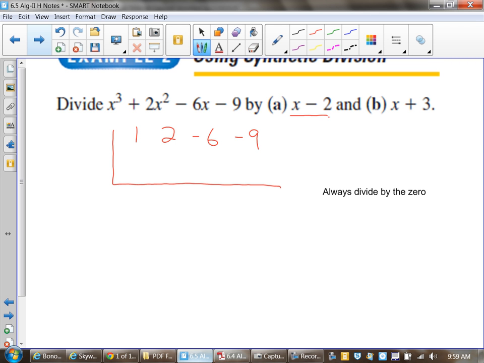If I'm going to divide that by x minus 2, the one thing you have to be very, very cautious of is you always divide by the zero. If x minus 2 is my term, what's the zero? 2. Okay? So if it wants me to divide by x minus 2, what I need to remember is that I have to divide by its zero. So I have to divide by 2. That's the trick when you're synthetically dividing like this. That's the only trick.